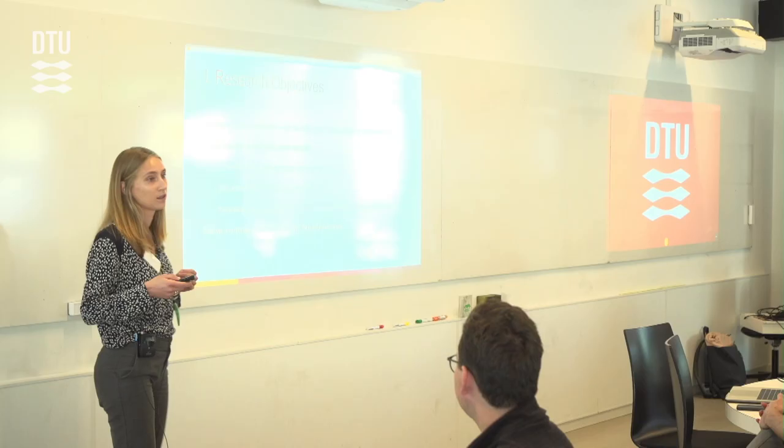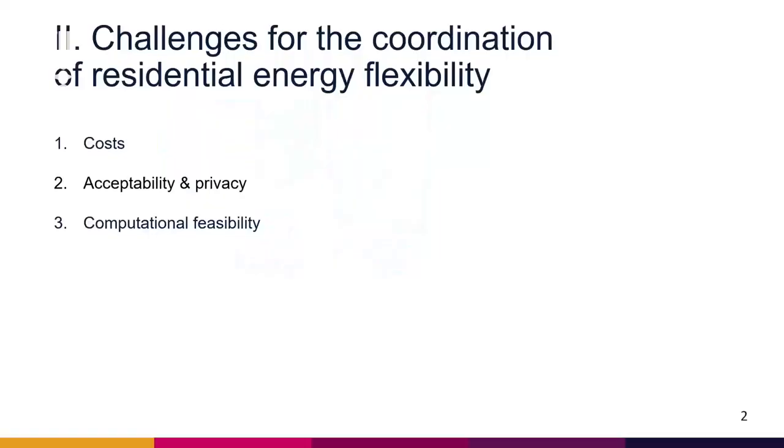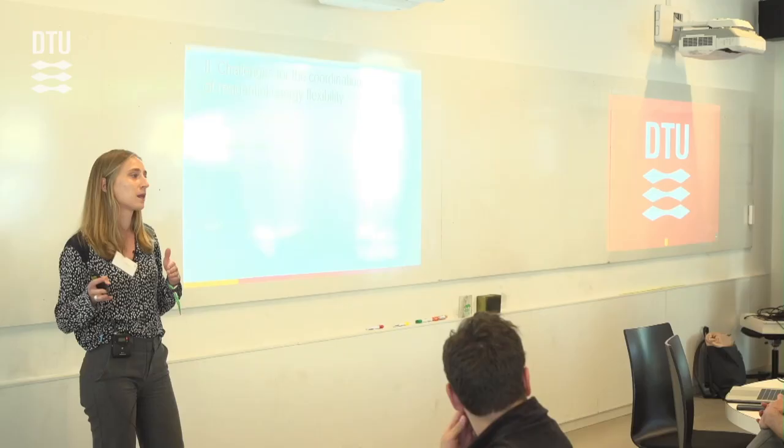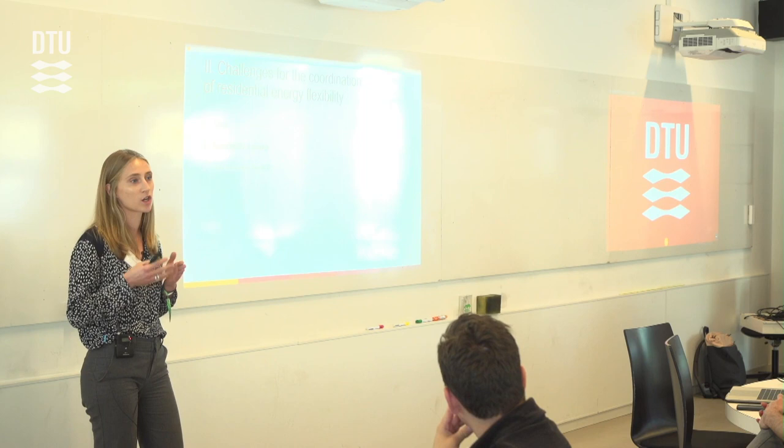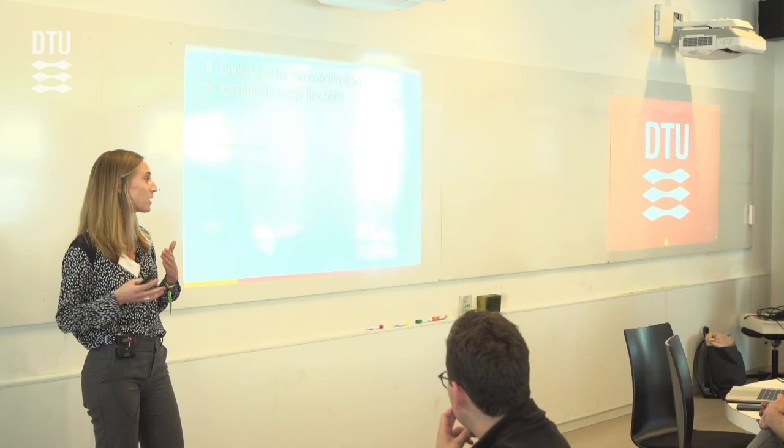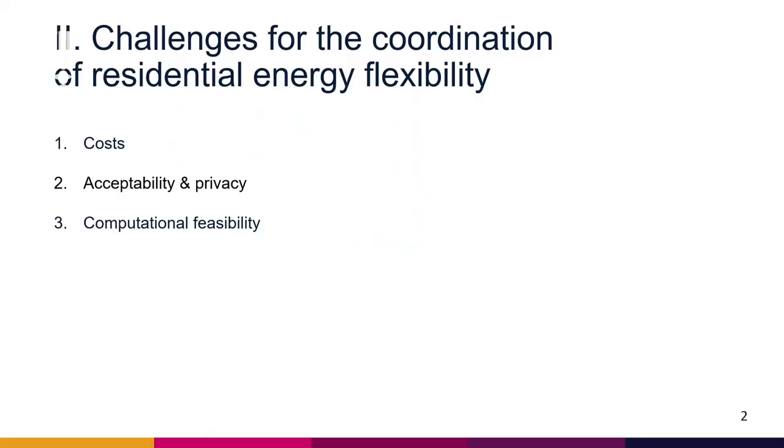So there are three main reasons why it's challenging to coordinate residential energy flexibility. The first one is costs. Despite that huge potential in the residential sector, it's broken down into millions of homes. So any individual home, most of the time, actually has quite low value. It's not worth going into every home one by one and spending hundreds and hundreds of pounds on ICT infrastructure, the fanciest communication and control infrastructure, for low value.